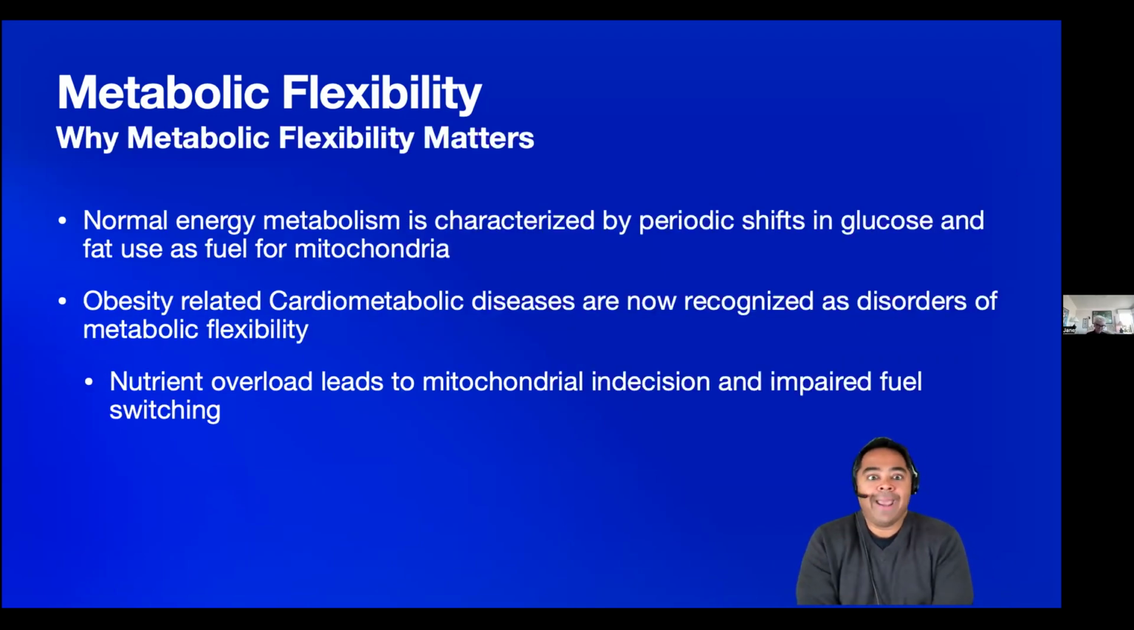So the first thing, why does metabolic flexibility matter? Well, normal energy metabolism is characterized by shifts in glucose and fat as fuel for mitochondria, right? That's what's happening in a normal human system where there are times of feast and times of famine, and your body has to use different sources of fuel.